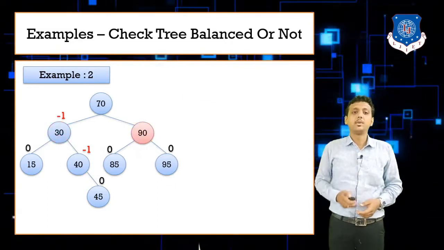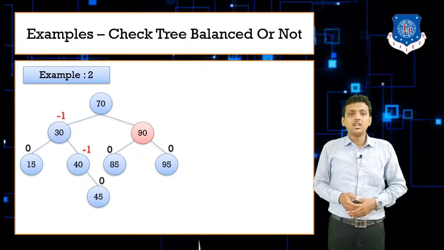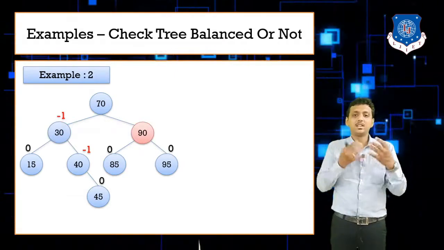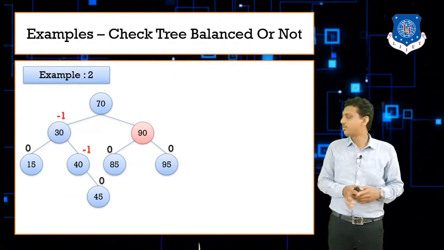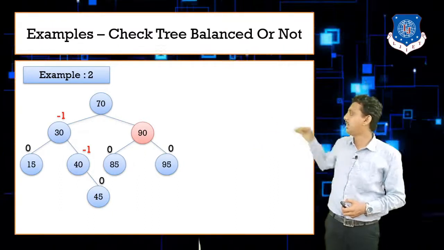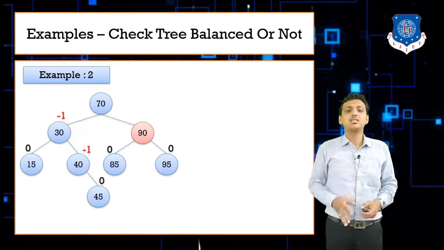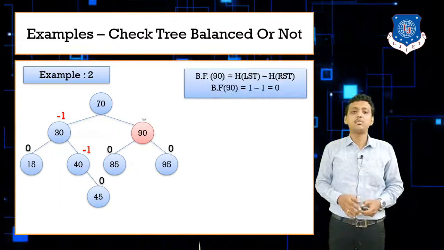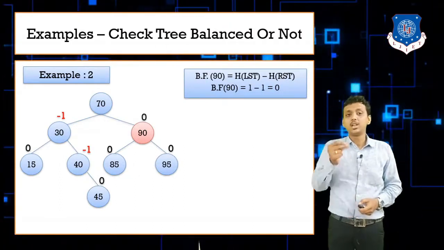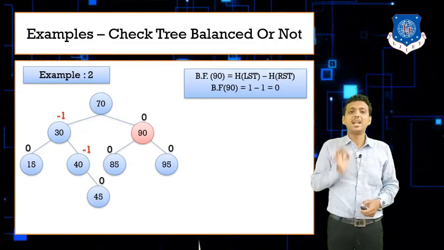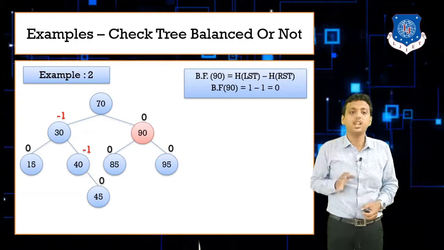Now let me talk about 90. See, 90 contains one level at the left subtree and one level at the right subtree. That's why the balancing factor of 90 becomes 0. Now tell me, what is the balancing factor for node 70?